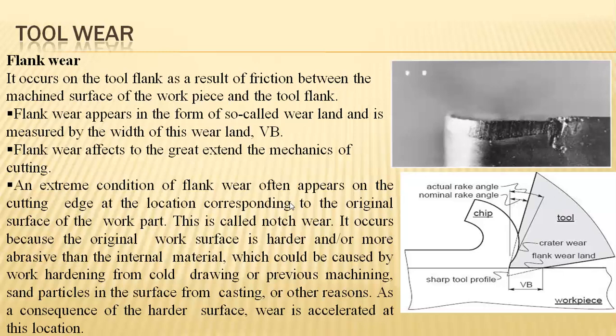Coming to this flank wear, it will be occurring due to the friction between the machined surface of the workpiece and the tool flank at the edge where the tool is interacting with the surface of the material. This flank wear appears as a wear land, and it is measured as VB, nominally called the wear land, which affects to a great extent the mechanics of cutting.